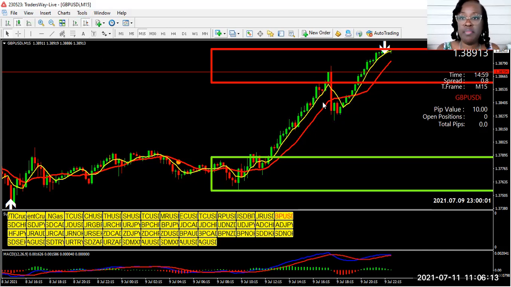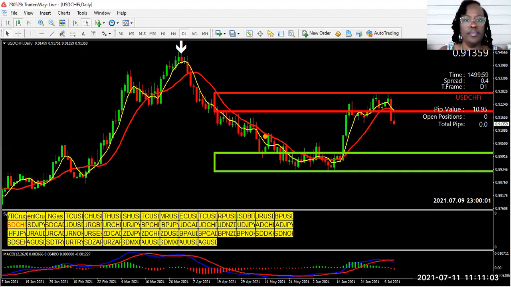Okay, so on the 15-minute, that's what we're waiting on. Here's a bearish engulfing candle, so I'm going to throw an alert right here. I'll come back and see what's actually going on. That's it, right? So that's GBP USD. Let's go to USDCHF and see what it's telling us.